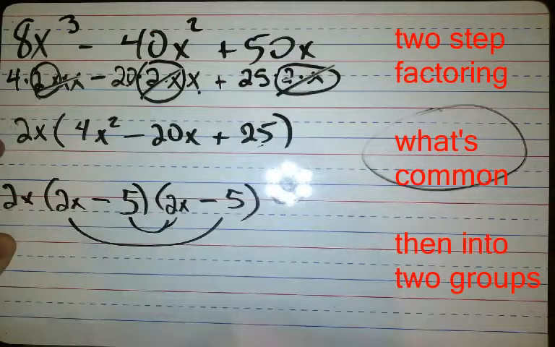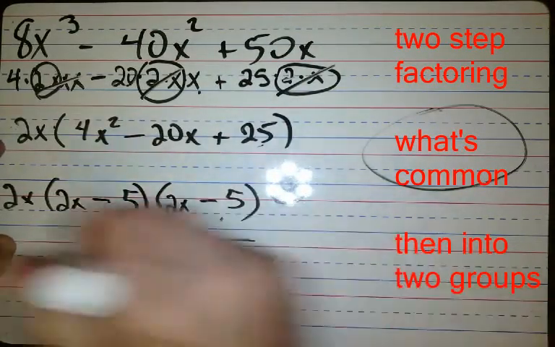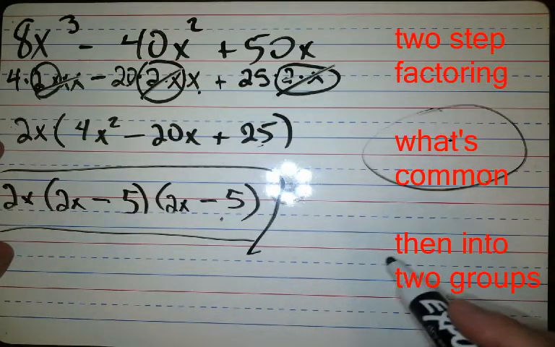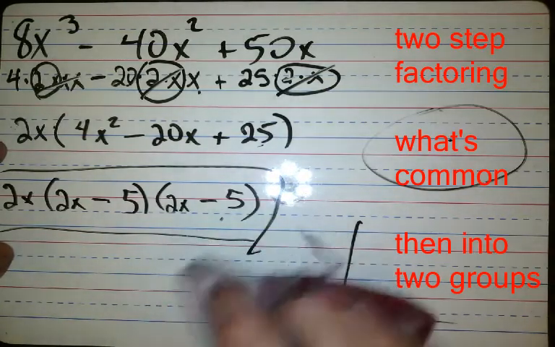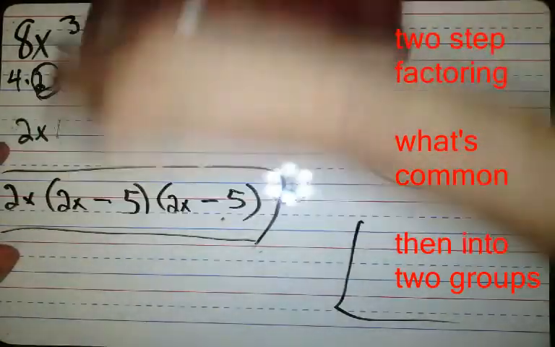So, the total factor when we are done is this guy right here. You see what I'm doing? I'm taking out what's common and then factoring into 2 groups, right? That's the job. That's our job, the whole job, everything that we have to do. Let's do it again.